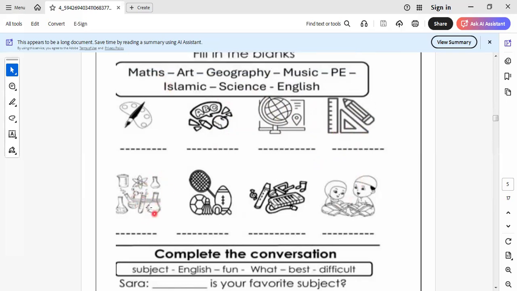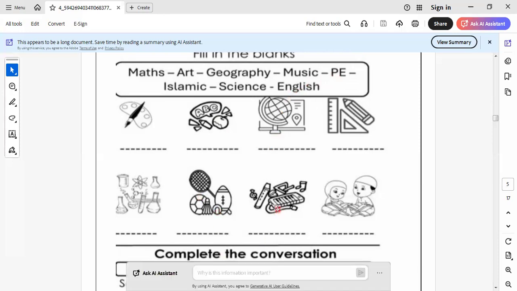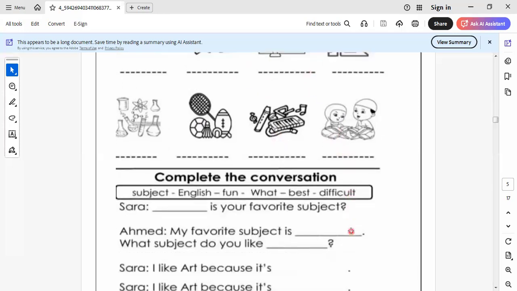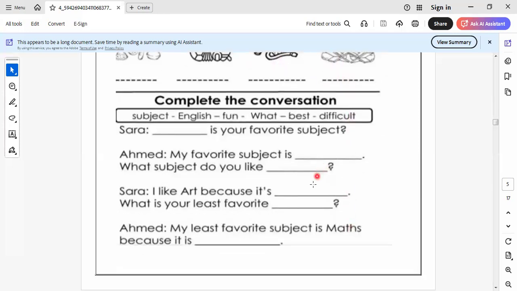Here are the tools of what? I think this is what I can see in the science laboratory. So here is science. Here is PE. PE is the abbreviation of what? Can you remind me with the PE? PE is the abbreviation of physical education. So I select here physical education. This is music. This is Islamic studies, or religion. Let's go to another one here.